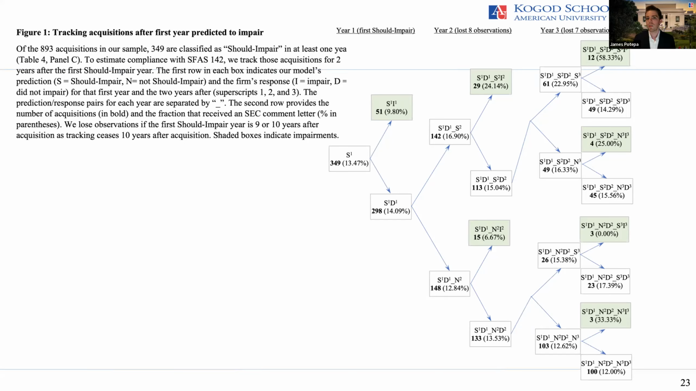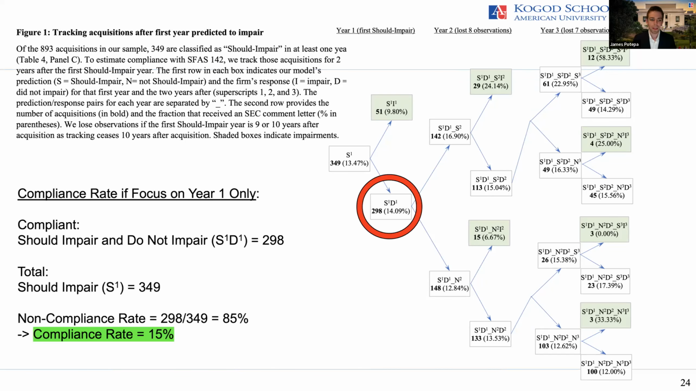As you can see in the next column over, we have S superscript 1, I superscript 1. That's indicating that a firm should impair and immediately does impair in that first year. And 51 firms do that. And then if we look at the other box in our second column, we have S1, D1. This is indicating the firm should impair but does not. So we're just breaking up that 349 depending on whether or not that firm impairs.